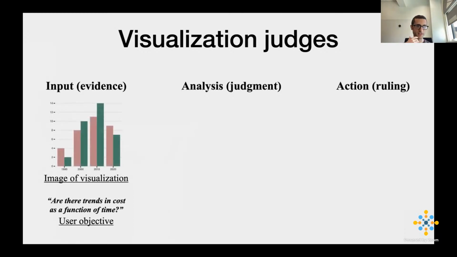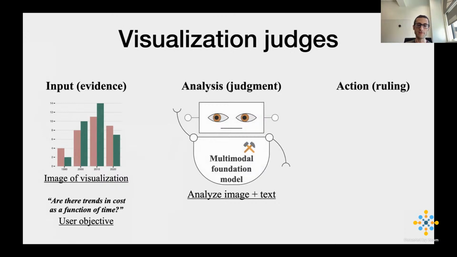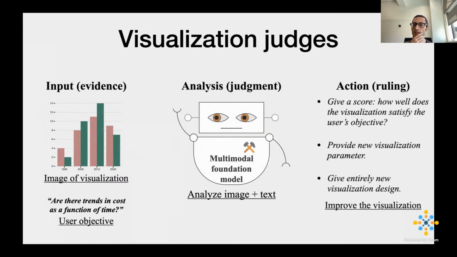The input, which we could think about as evidence, would be a pair of an image corresponding to a visualization, as well as some user objective that we can supply as text. So for instance, whether there exist trends in cost as a function of time. The model would then analyze the image and text pair, and then ideally give us some kind of action ruling to improve on the visualization. So this is where the specificities of the model really come into play. What is it providing as output? Like a score telling us how well the visualization satisfies the objectives, whether it can give us a new visualization parameter to improve the design, or just an entirely new visualization design.